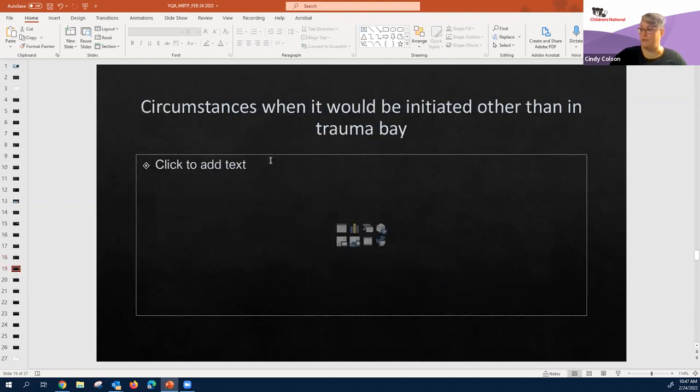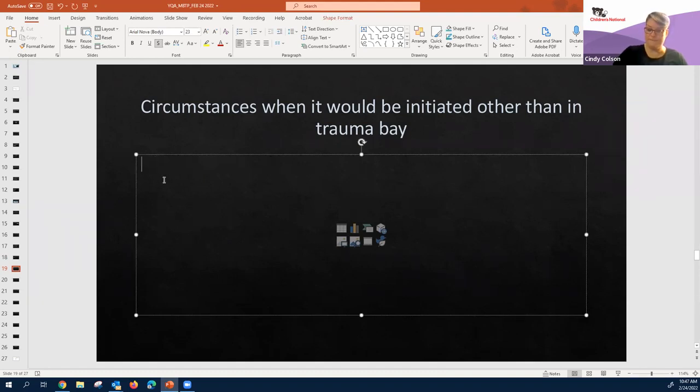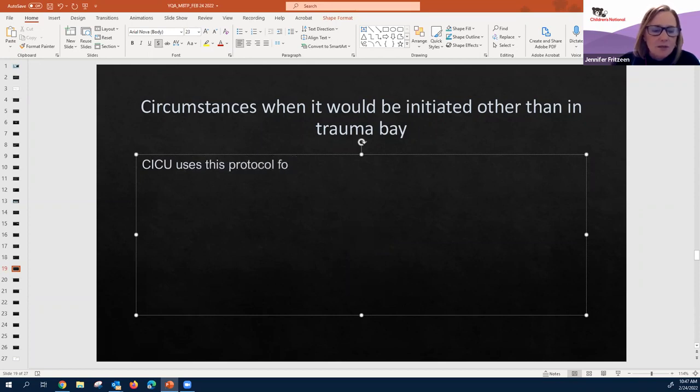Circumstances when the massive blood transfusion protocol would be initiated other than the trauma bay. Well, the CICU uses massive blood transfusion protocol more than any place else in the hospital. They're using it for a multitude of reasons with the heart patients. One of them is as kids are becoming unstable and you need to go on ECMO. We've seen the PICU use it for multiple reasons. One of them that I got involved in was a GI bleed.